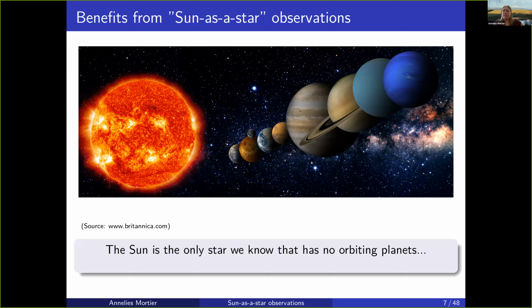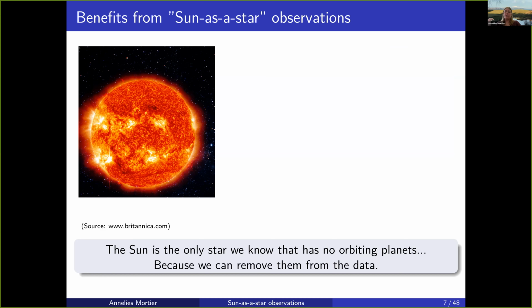Now, what are the benefits of sun-as-a-star observations? In a way, the sun is the only star we know, and will remain the only star we know, that has no orbiting planets, because we can remove them from the data. And that is very interesting. It's going to be really hard to ever say that about another star. This one, we are sure. And I know I'm sort of ignoring the whole Planet 9 thing in this statement. But if we remove the motion of the solar system, we are left with a data set that in effect has no planets in it, making it the perfect star to learn about stellar variability.